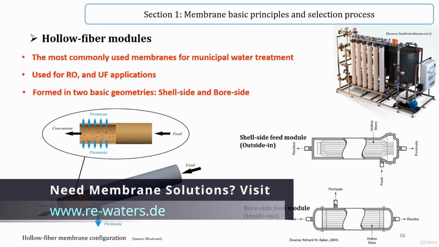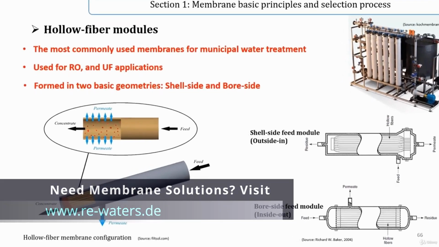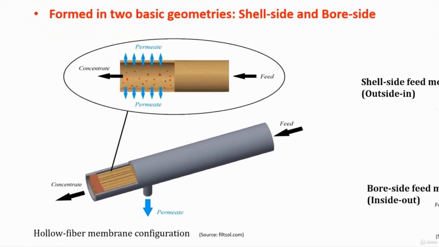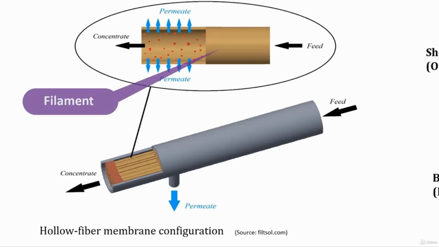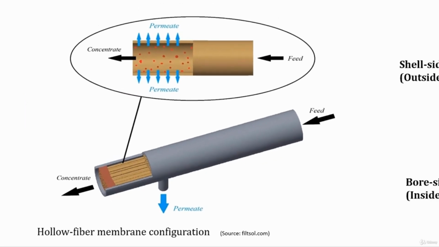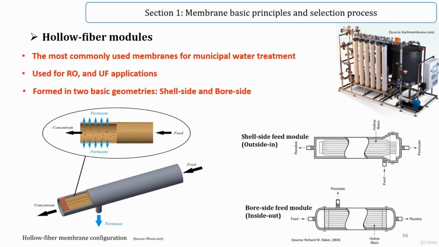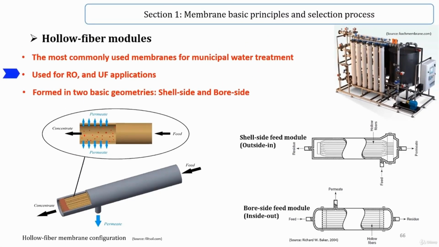Hollow fiber modules. Hollow fiber filtration utilizes thousands of long, porous filaments ranging from 1 to 3.5 millimeters wide that are put in place in a PVC shell. Each filament is very narrow in diameter and flexible. Hollow fiber can find uses for gas separation, reverse osmosis, and ultrafiltration applications.